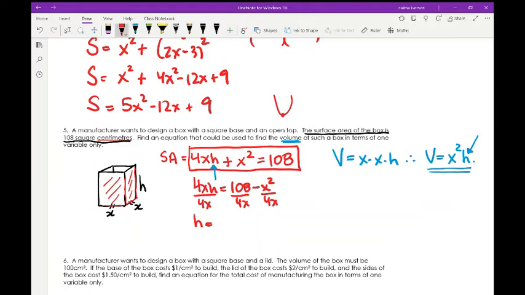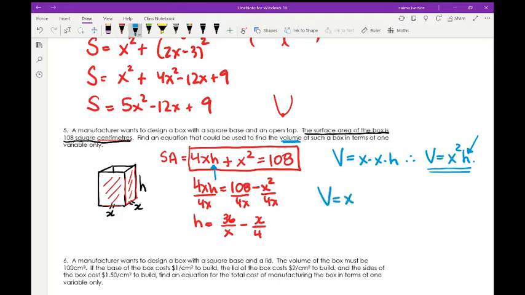Everything gets divided by 4x so that I get the h by itself. 108 divided by 4, you can start using your calculators now. So that's going to be a 36 on the top and an x on the bottom. And here, if I've got an x squared on the top and an x on the bottom, I'm left with an x on the top and I'm left with a 4 on the bottom. Be really careful about those fractions. Let's put this back into our equation.